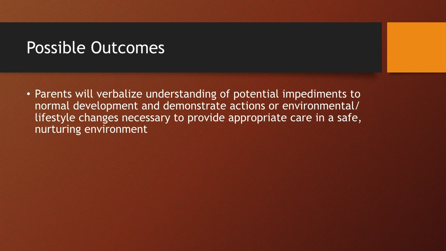A possible outcome for this diagnosis would be parents will verbalize understanding of potential impediments to normal development and demonstrate actions or environmental or lifestyle changes necessary to provide appropriate care in a safe, nurturing environment.